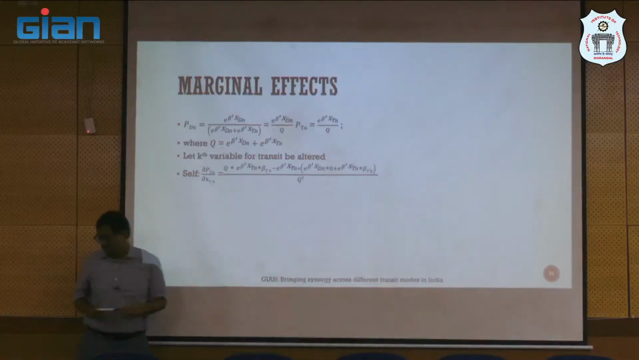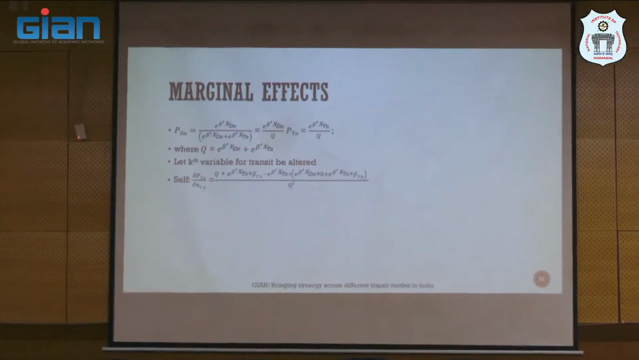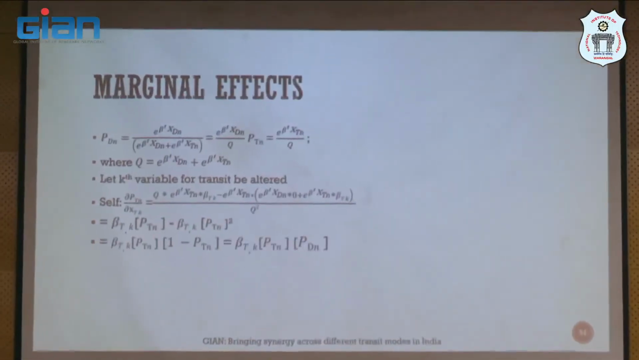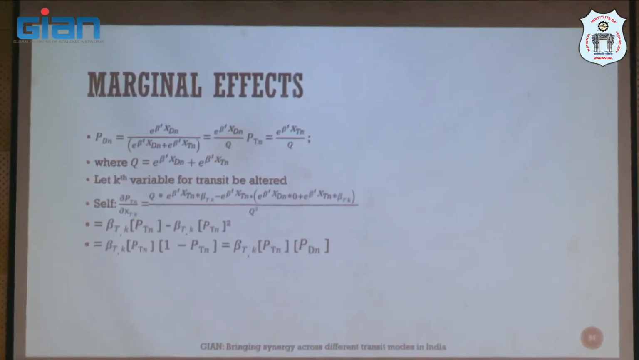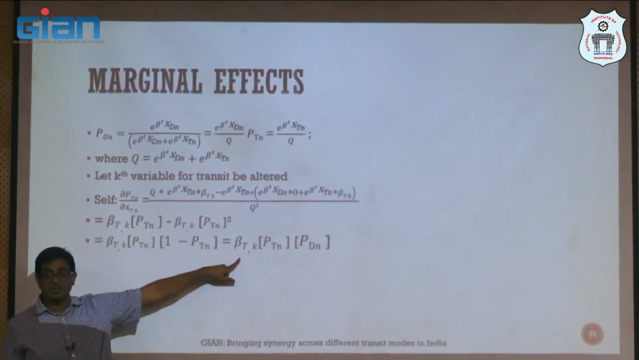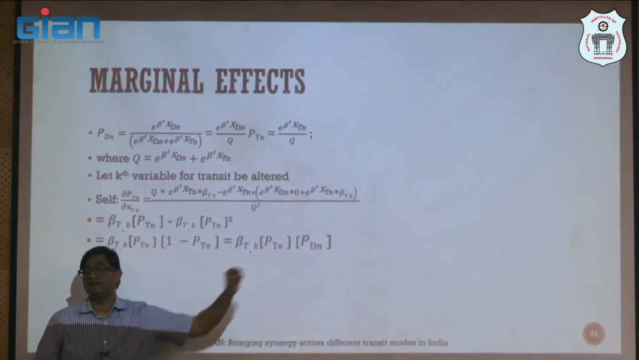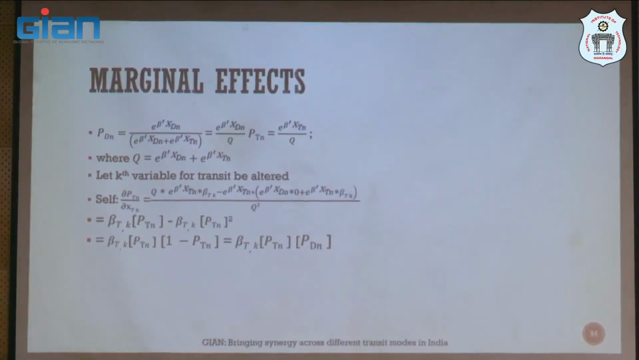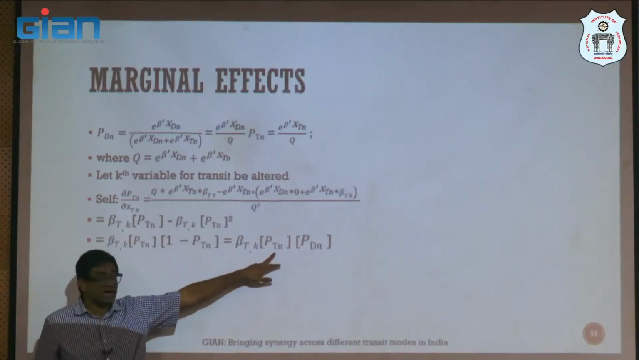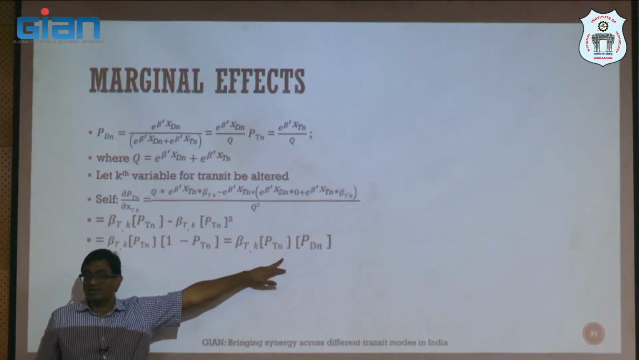So you can simplify this. Because of the logit formula, it simplifies pretty well, and you actually get a nice formula. You'll get beta times P_D and P_T. So it is a function of beta. It makes sense that the marginal effect has to be a function of the coefficient. If the coefficient is large, you get a large marginal effect. If the coefficient is small, you will have a smaller marginal effect. But it also depends on the current status. So what is the current share of transit and drive for that person?